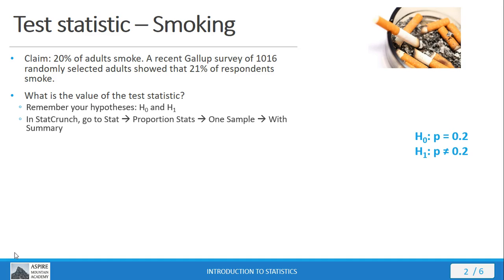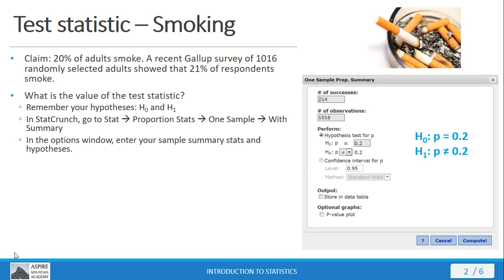Then we can go to StatCrunch and go to Stat, Proportion Stats, because we're dealing with proportions. One sample, because we've got just the one sample, with summary, because we don't have any actual data. In the options window, enter your summary stats up at top, and then in the fields for the hypothesis test, make sure that those match so that we can get the right test statistic out.